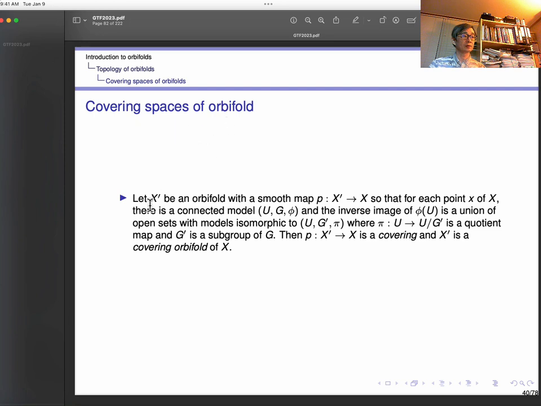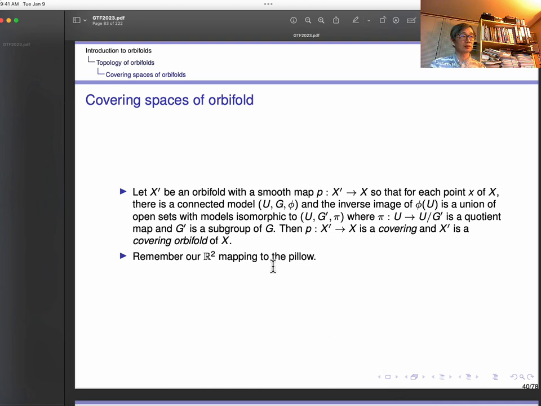Okay, so let's define the covering spaces for orbifolds. Let X prime be an orbifold with a smooth map P from X prime to X, so that for each point x of X there is a connected model (U, G, π) with V, and the inverse image of V is a union of open sets with the models isomorphic to (U, G prime, π), where U goes to U over G prime is a quotient map, and G prime is a subgroup of G. Then P from X prime to X is called the covering, and X prime is called the covering orbifold of X. If you remember our pillow, then R2 is a manifold, so it's an orbifold, and so here the (U, G) will be G2 here, and then this will be R3.